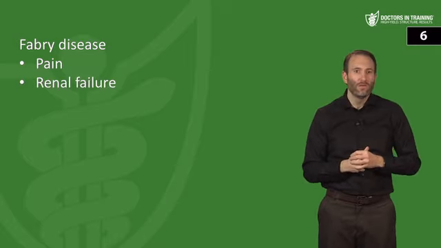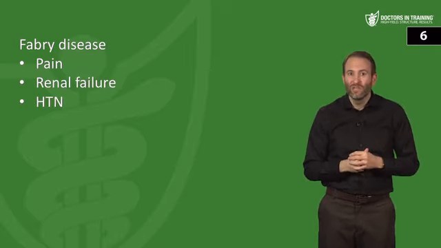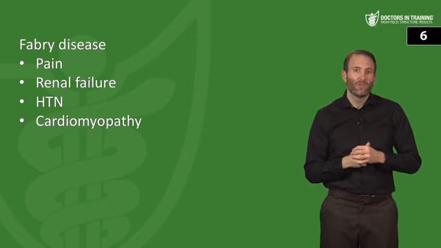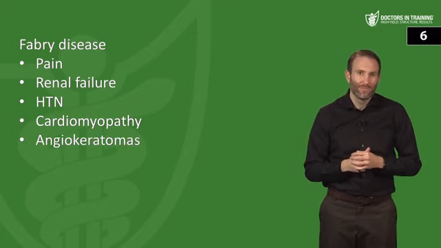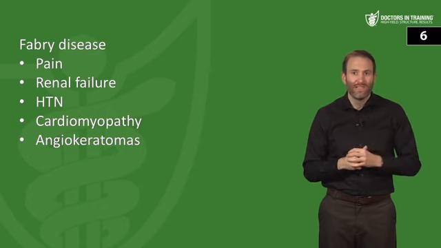You're also going to see some renal failure, hypertension, and cardiomyopathy. You also get something called angiokeratomas. Those are tiny but painless papules. They can appear primarily around the lower abdomen, in the buttock area, and in the groin area as well.